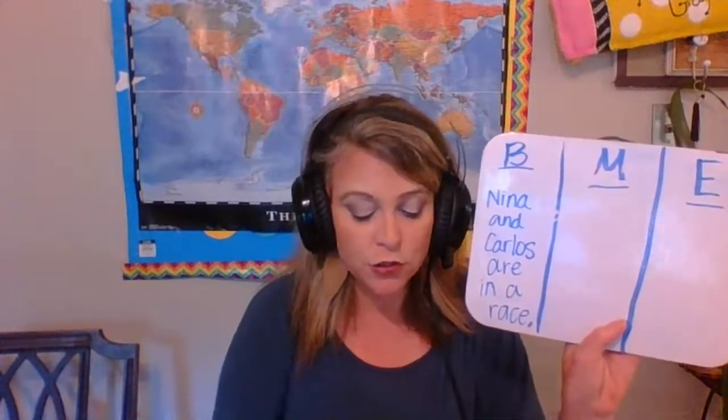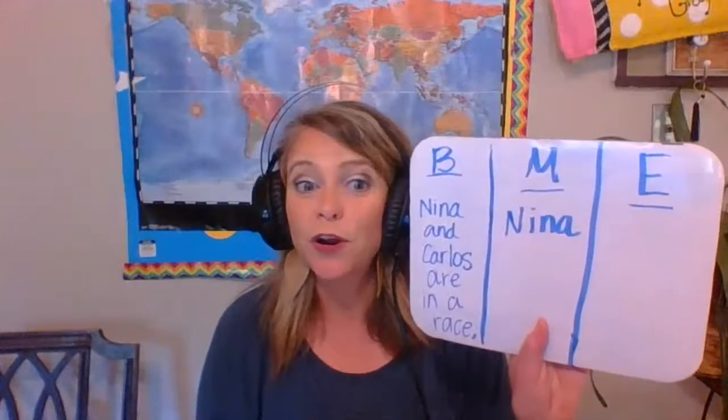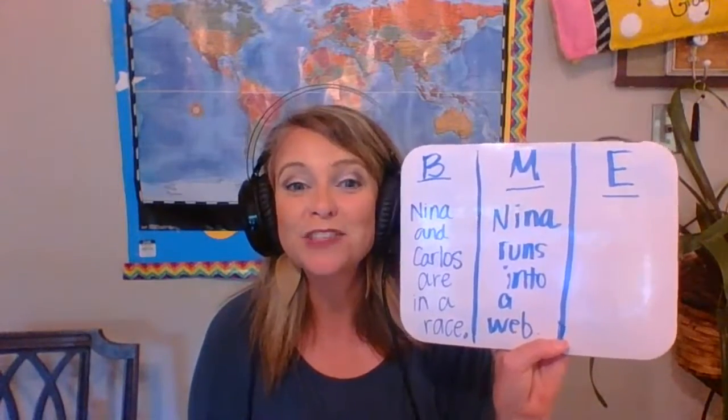In the middle part of the story, Nina has something happen. Remember, a good story often has some problem that gets in the way of whatever's happening in the story, because a good story always has a problem and somebody overcomes the problem. So what would you say was in the middle of the story? What does Nina do? Nina runs into a web. Okay, I'd say that was in the middle of the story.